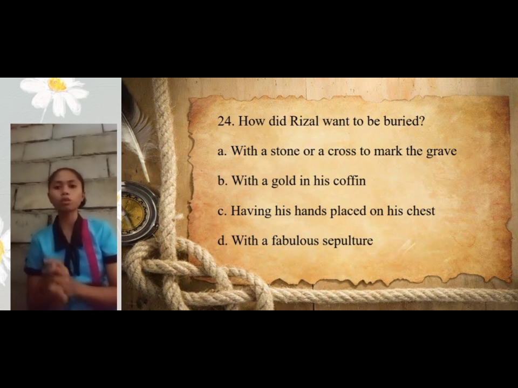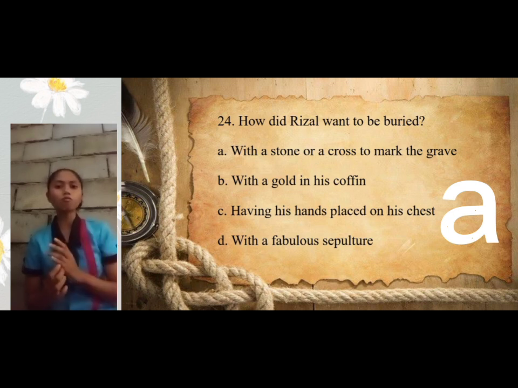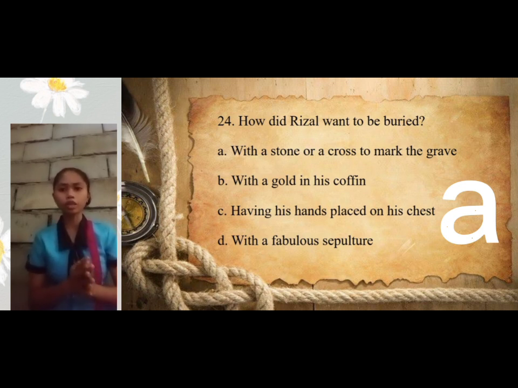How did Rizal want to be buried? So the answer is letter A, with a stone or a cross to mark the grave. So according to his writing, Rizal said, "Dear parents, brothers, sisters, give thanks to God who has kept me tranquil before my death. Bury me in the earth, put a stone on top and a cross. My name, the date of my birth, and the day of my death. Nothing more. If later you wish to surround my grave with a fence, you can do it. No anniversary celebration. I prefer Paang Bundok." So Paang Bundok was the cemetery north of Manila, now known as the North Cemetery.